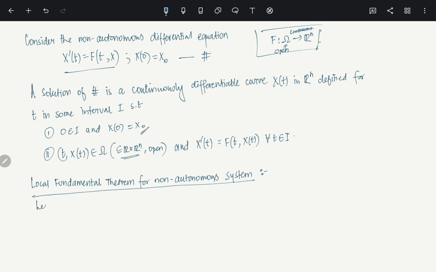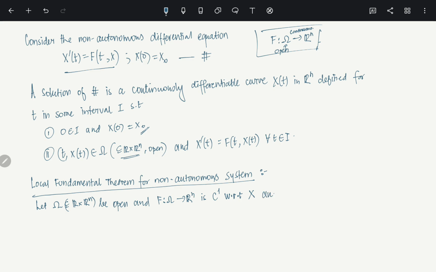So what does the theorem say? It says: let omega, a subset of R cross R^n, be open, and F from omega to R^n be a C1 function with respect to x. We have seen that f has to be C1, because in the earlier case it is just a function of x, so we need that same sort of thing. So it has to be C1 with respect to x. C1 means continuously differentiable, right?